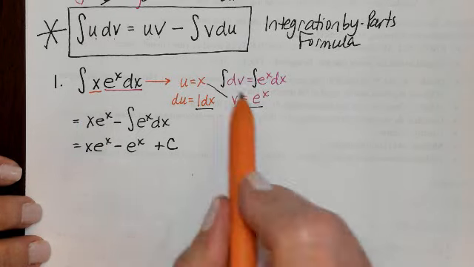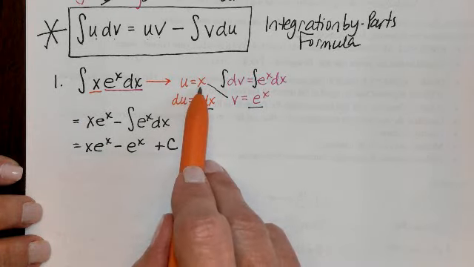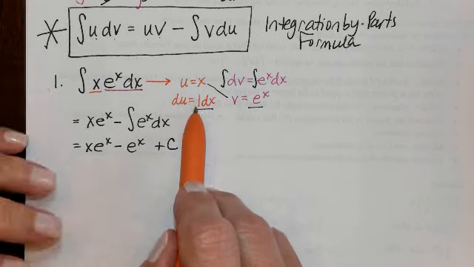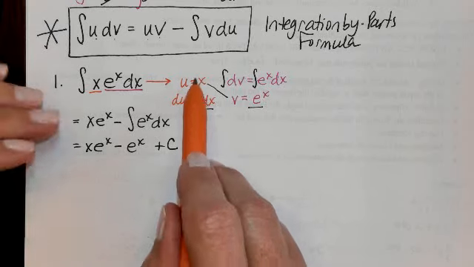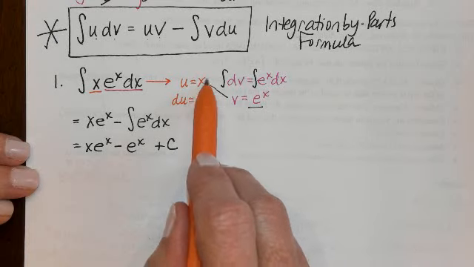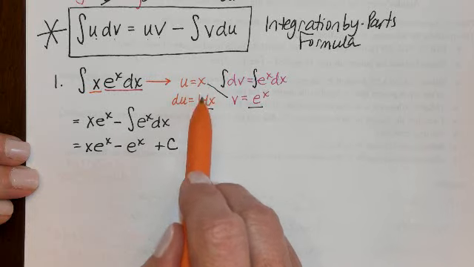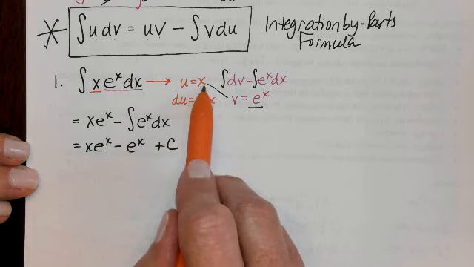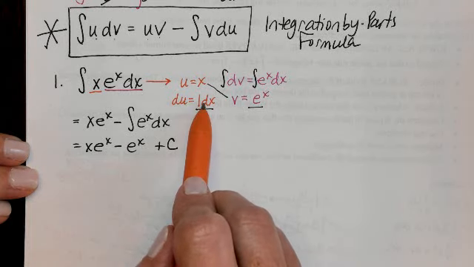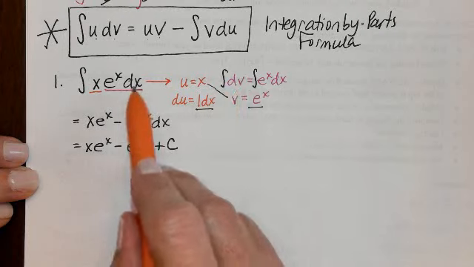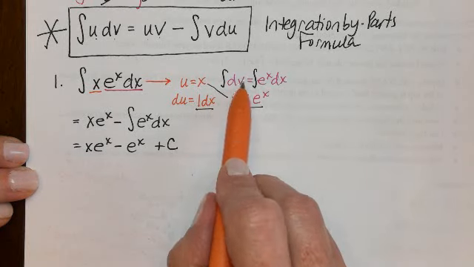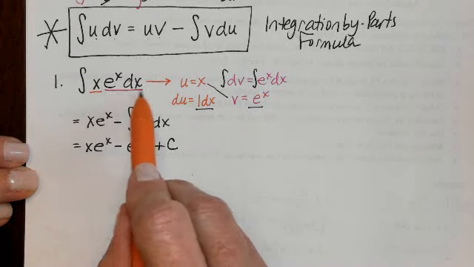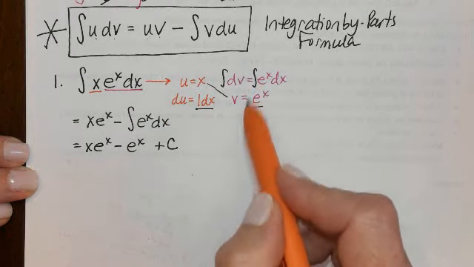You always want to let u be something that's easy to take the derivative of, and if possible, that the derivative will be simpler than what u was. So we started off with x. When we take the derivative of an x term, it goes down in power. So it's nice to have an algebraic function for u. dv, though, has to be something that you can take the integral of. So you would never let dv be something that you didn't know how to take the integral of.